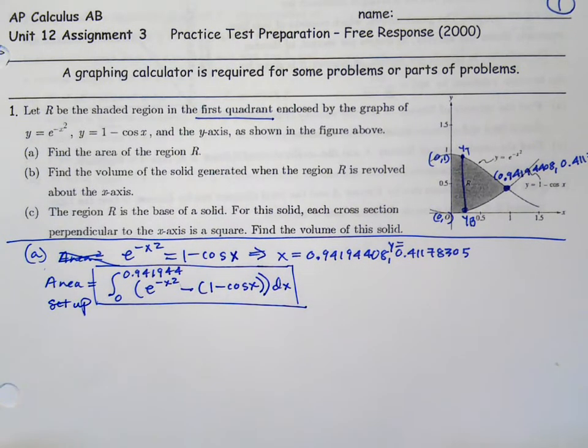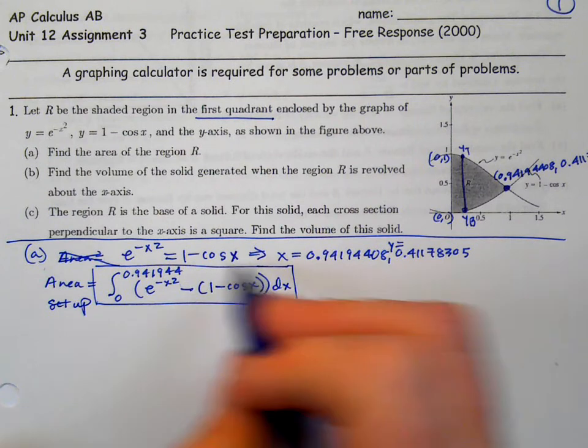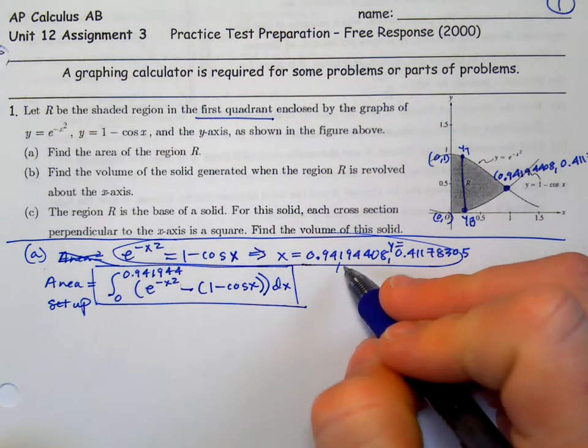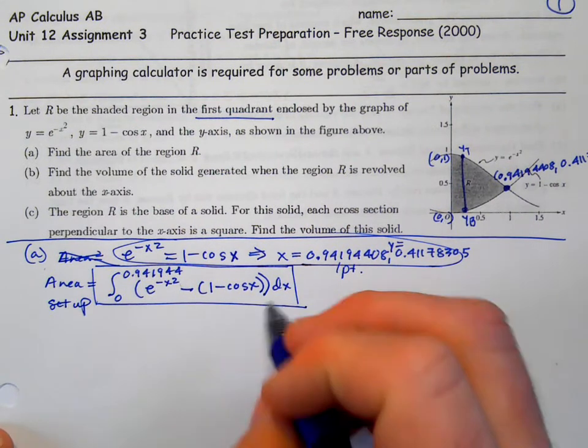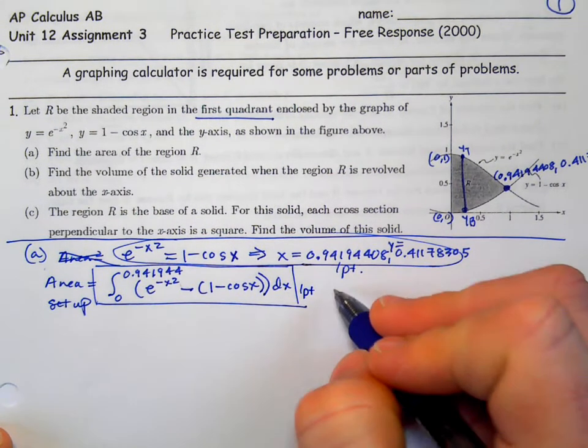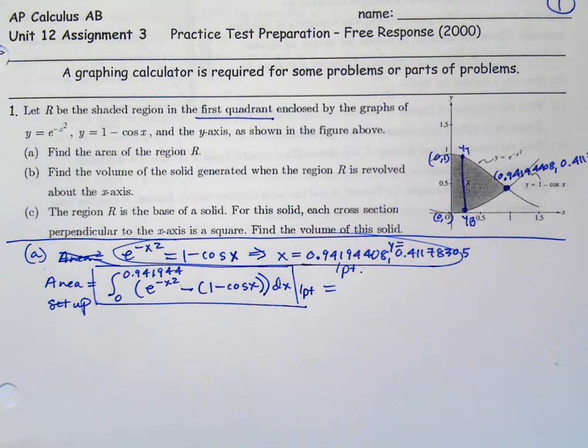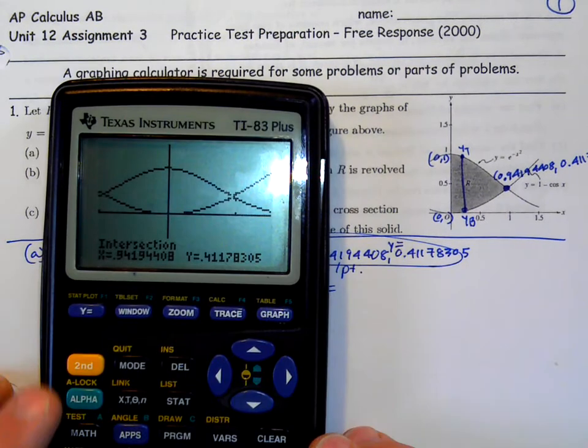And finding the intersection was actually worth a point. So you want to make sure you have the work for that, the setup for it, that you wrote it down, besides just having it on your picture. 1 point for the setup, and then it's going to be 1 point for the answer.